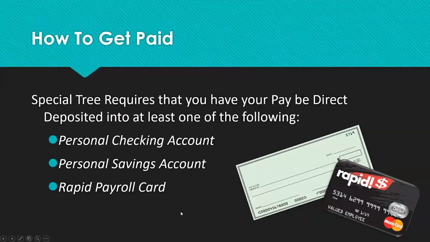When it comes to getting paid, you have a few different options. You can have a personal checking account or a personal savings account, or we do offer a rapid pay card. The rapid pay card is like a checking account that can be used at merchants, just like a regular debit account or ATMs. However, you cannot load your own money onto it. It is for direct deposit only. We allow you to have up to 3 checking accounts and 3 savings accounts if you need us to split your money for you.